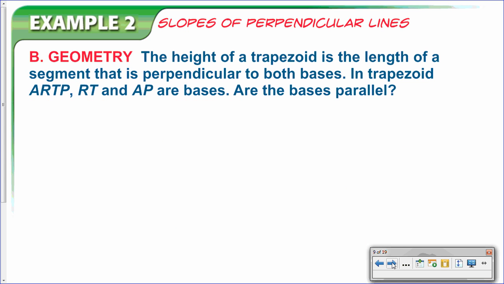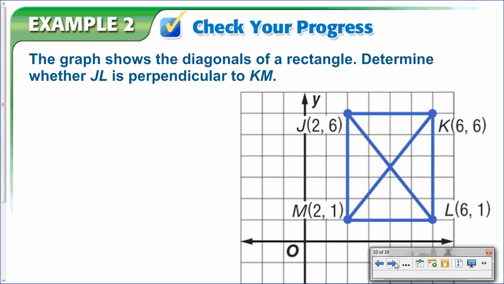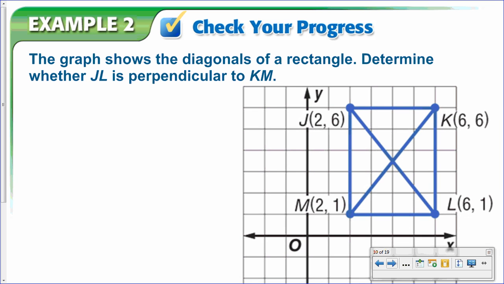Okay, the height, we just did that one, didn't we? Okay, there's a CYP. We'll look over that real quick. That's good.